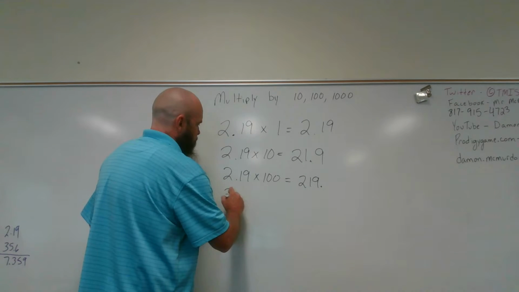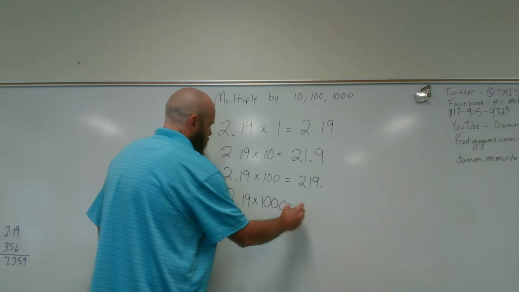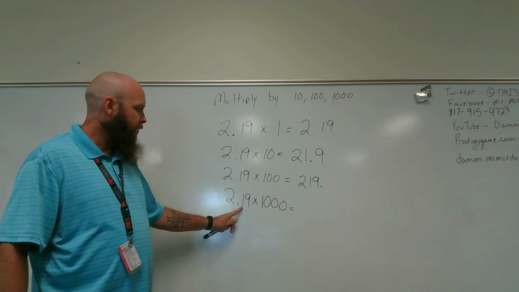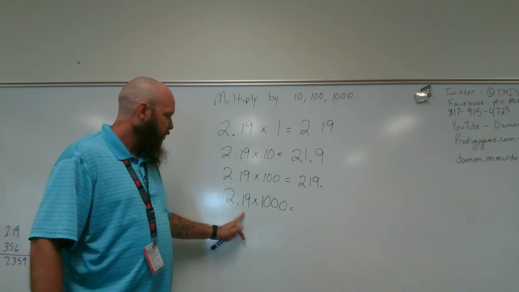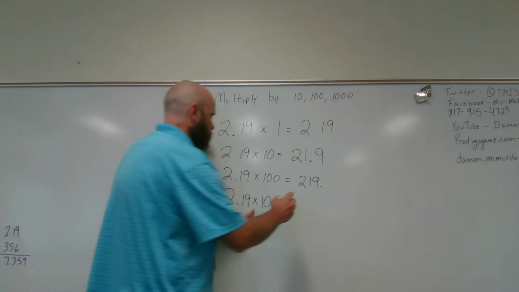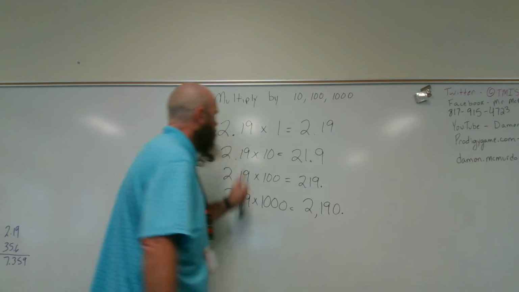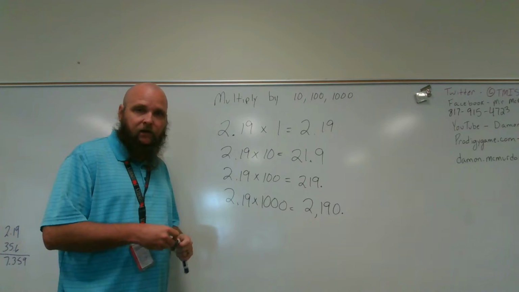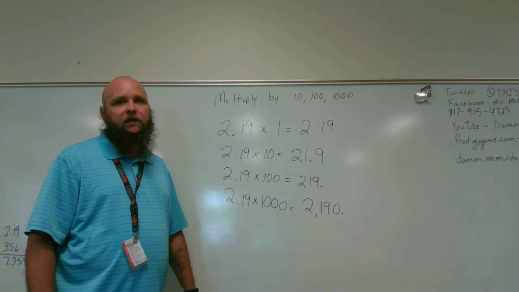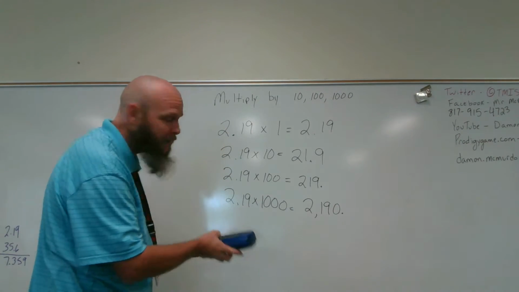Now let's take that and multiply by 1,000. 2.19 times 1,000. 3 zeros, decimal point 3 times to the right. In order to do that, I have to add a 0. So if you're multiplying by tens, hundreds, or thousands, 10, 100, or 1,000, then it's just a matter of moving the decimal point. Let's do one more, because they're fun.